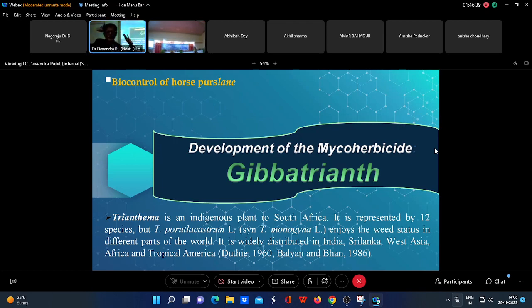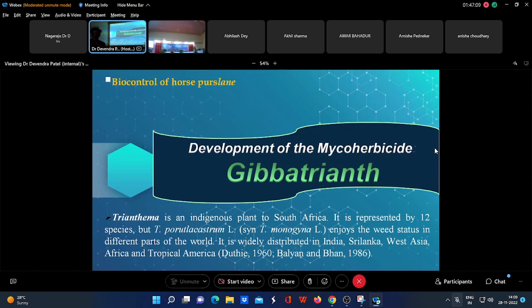Trianthema is concerned. Gabarenth. I have given this name. This formulation is based on the fungus Gibbago trianthemae. Trianthema is the host, Gibbago trianthemae is the fungus, and this fungus is a very interesting and unique fungus. And what is special? This fungus was reported first of all from the United States of America on this very host. After that, no work was carried out.